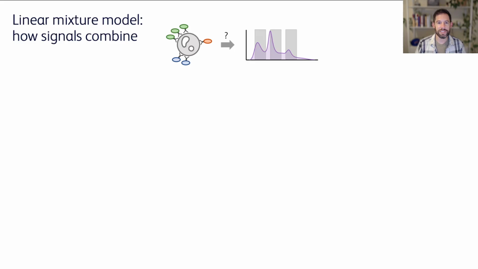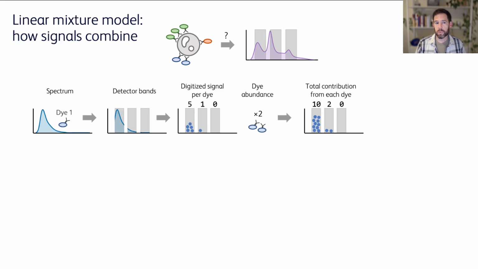It's a mathematical model that describes how signals combine. So to do this, we're going to break out and look at how each of our individual colors behaves, and then we'll see how those signals are going to come together to give us our final measurement. What I can do is take each individual color spectrum by looking at its relative signal in each of my detector bands. I can then digitize that as represented by these little balls and come up with something like a representative single stain spectrum for each color.